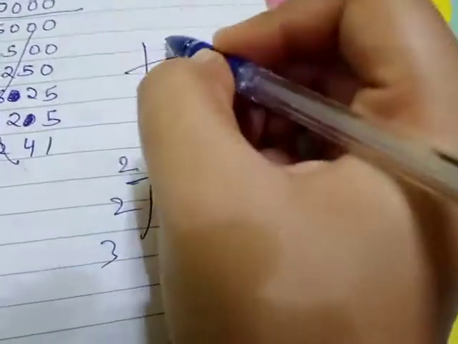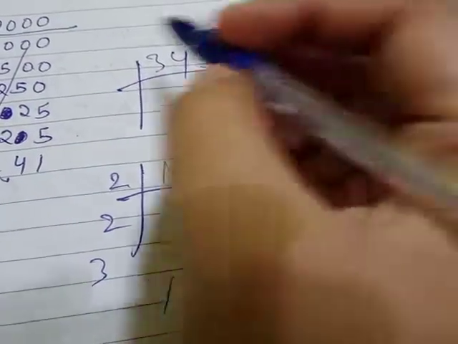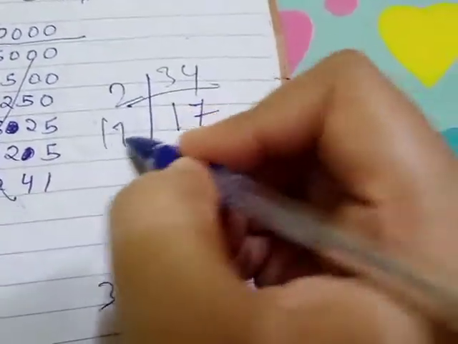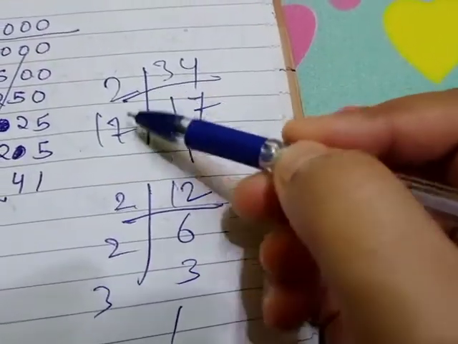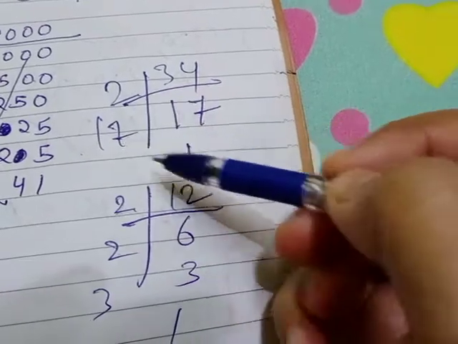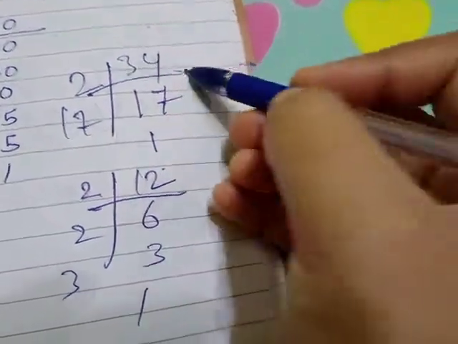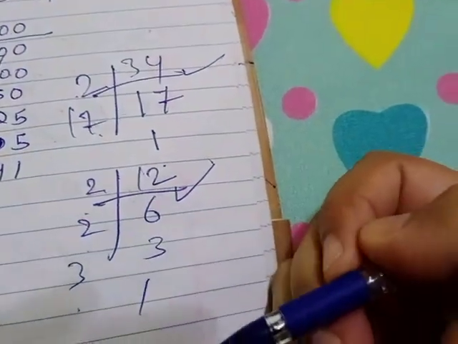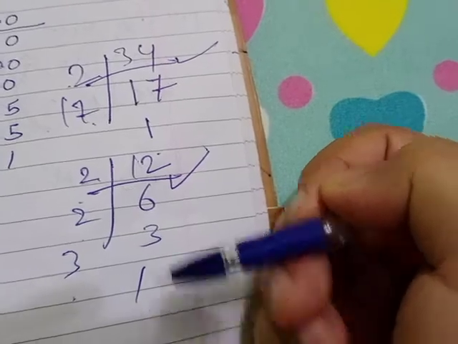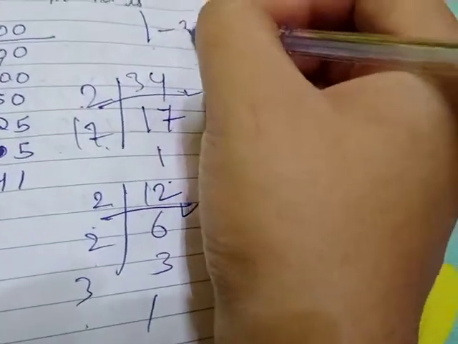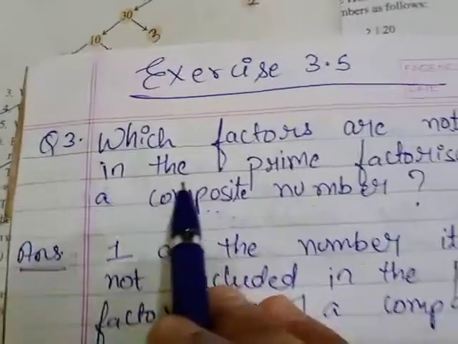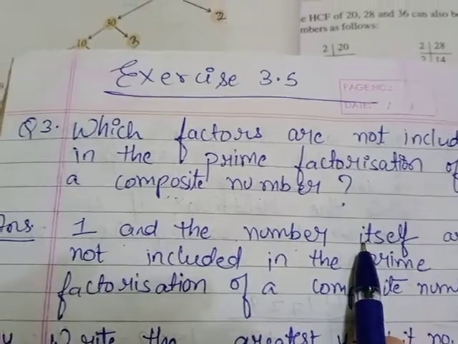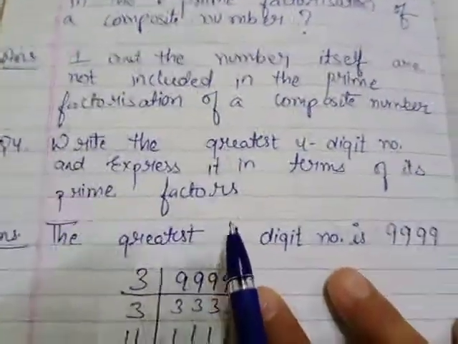If you find the prime factors of 34, it also is a composite number, na? So 2 ones are 2, 7 twos are 14, right? Then 17 ones are 17. Can you find 34 in its prime factors? No. Can you find 1 in its prime factors? No. So for any composite number, when we find the prime factors, which numbers will we not see? We will not see 1 and the number itself. Clear, na? So what factors are not found in composite numbers? 1 and the number itself. Clear? Then question number 4.